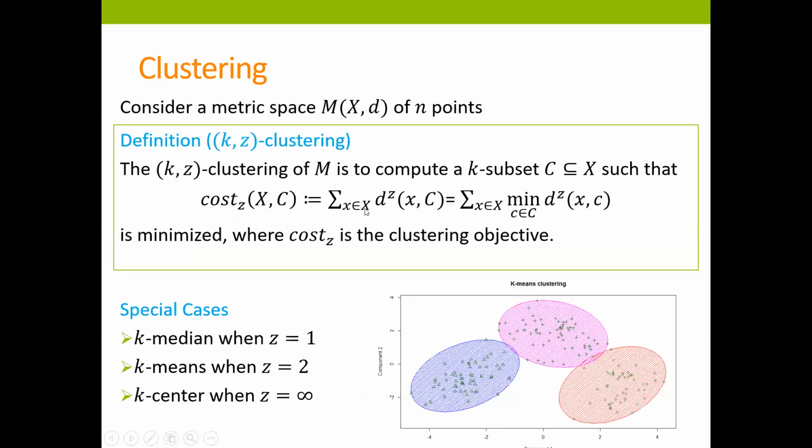We consider the clustering problem over a given metric space of n points. The objective is to compute a subset of k centers such that the sum of the j-th power distances from each point to its nearest center is minimized. Here are some special cases. If j equals 1, we call it k-median. If j equals 2, we call it k-means. And if j equals infinity, we call it k-center.